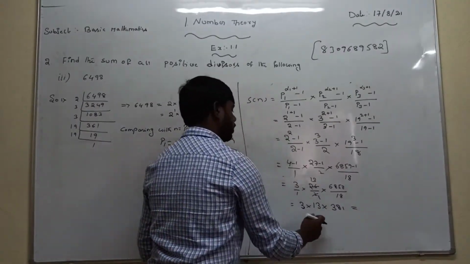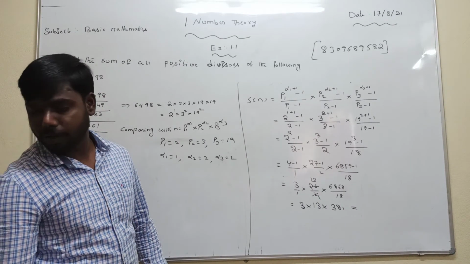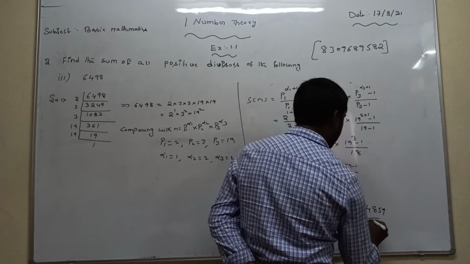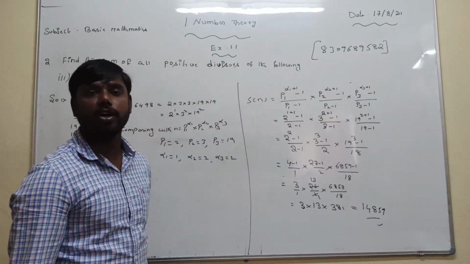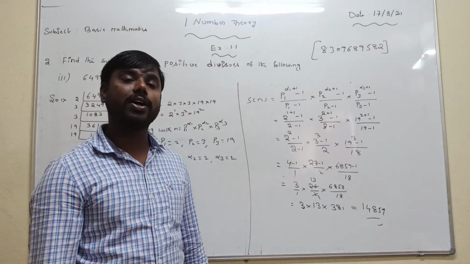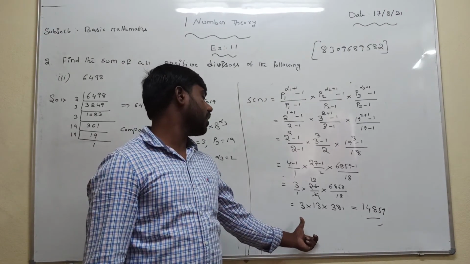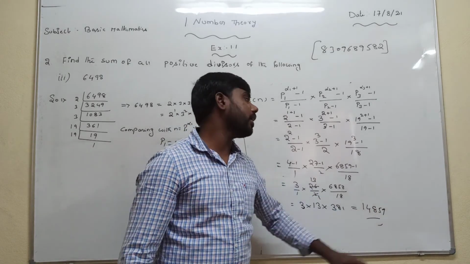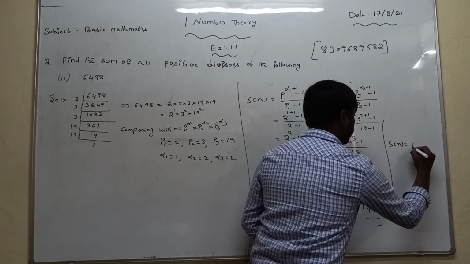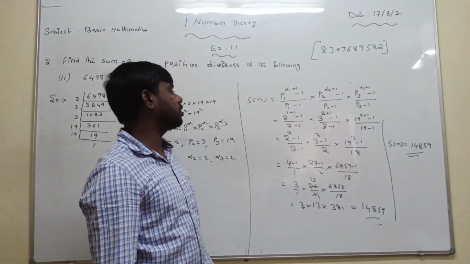381 is equal to 3 into 13 into 381, and the value is 14,859. But in the textbook the given solution is wrong. The textbook answer is 81,489, which is wrong. The correct answer is 14,859. The sum of all the positive divisors is 14,859. This is the solution of this question here, friends.